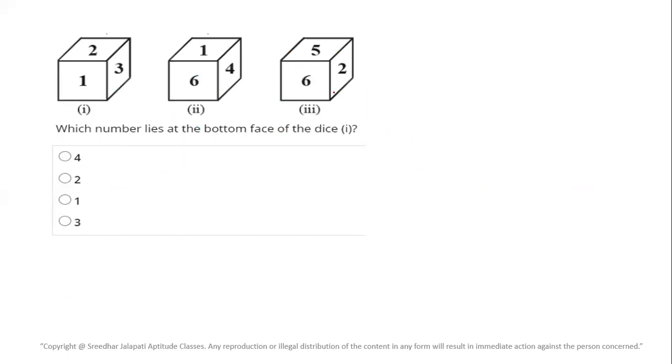Again, we are given 3 different views, but a very tricky question. Which number lies at the bottom of the face of the dice 1? This is the dice which is given in 1. You're asked to find which number lies at the bottom of the face of the dice. So the bottom of the face is nothing but you're asked to find the face opposite to 2.